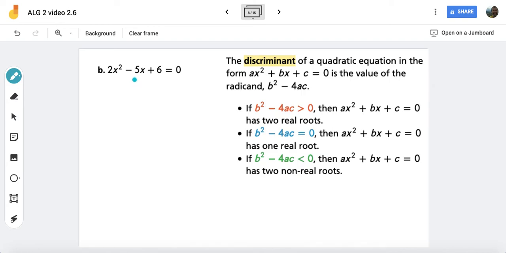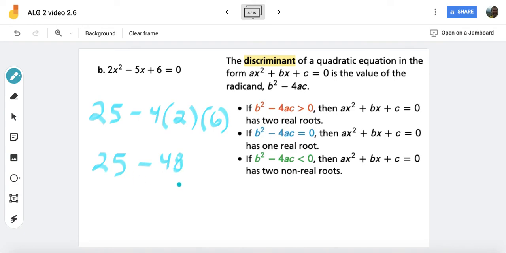B squared. B is -5. -5 squared is 25. Minus 4 times a times c. I probably should write it out. Be careful of any negatives. I didn't have any negatives, so that's good. So I'm going to have 25 minus 4 times 2 is 8. 8 times 6 is 48. There's only one negative, so it's a minus 48.